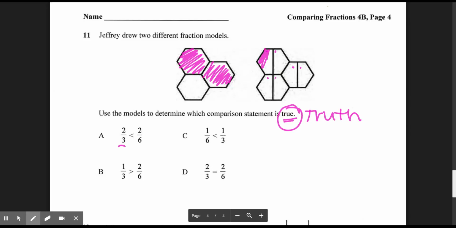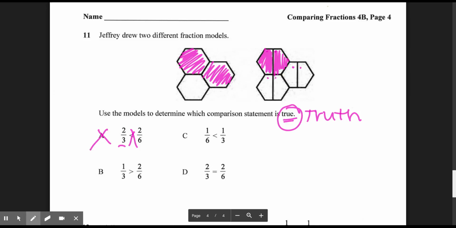And then we have 1 of our sixths and 2 of our sixths. So that is 2/6. So we have 2/3 and 2/6. They're saying 2/3 is less than 2/6. Well, we can tell that 2/3 covers more of the model than 2/6. So 2/3 is greater than 2/6. So this is a liar.